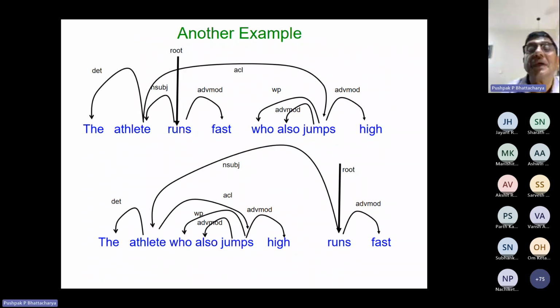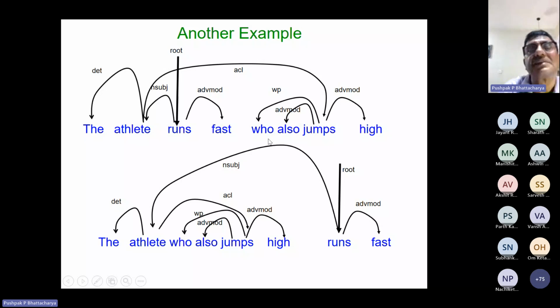So here we have another example, which is non-projective. First, let us take the projective form. We want to convey the meaning: the athlete runs fast, and he or she also jumps high. The athlete runs fast, who also jumps high. This is not a good construction.